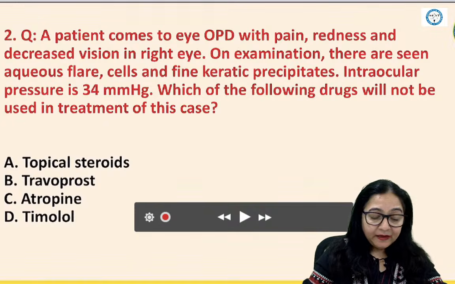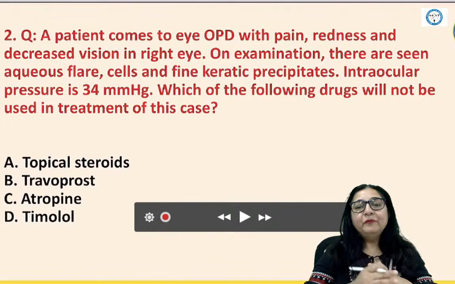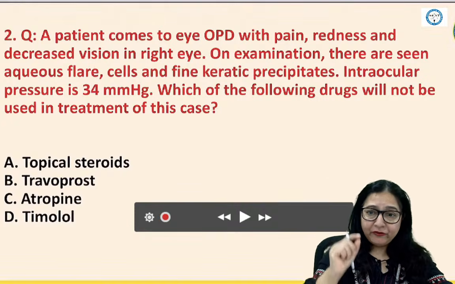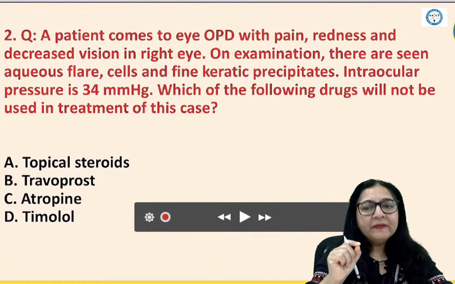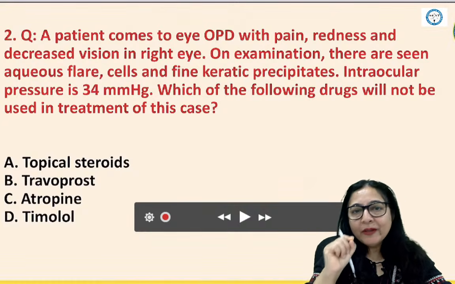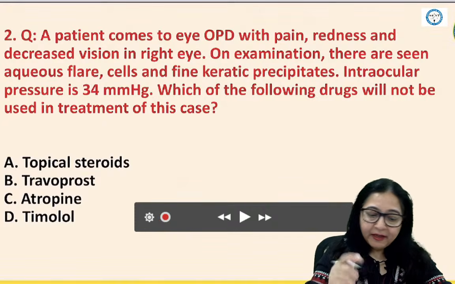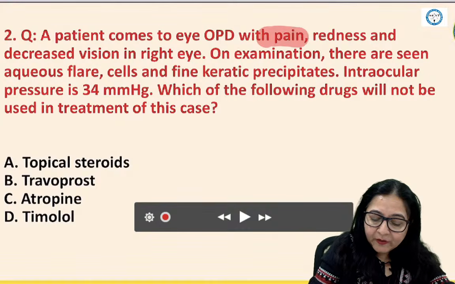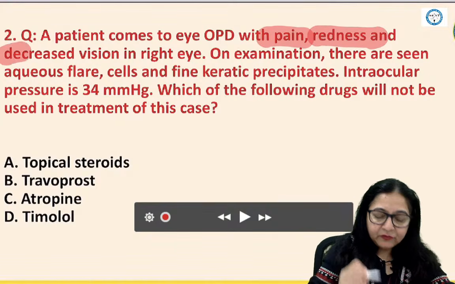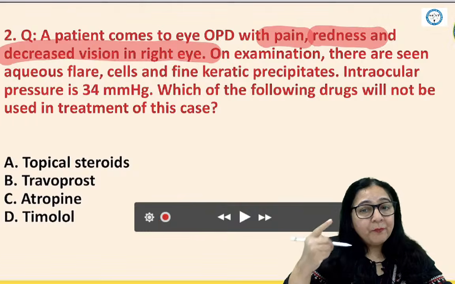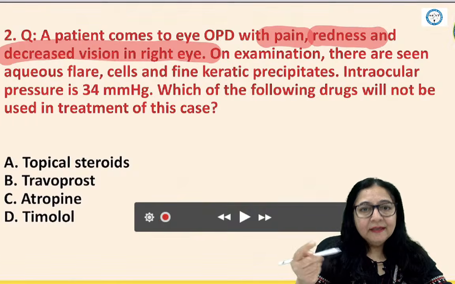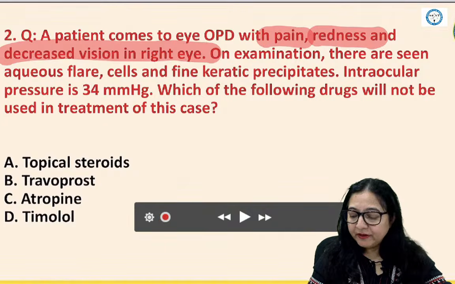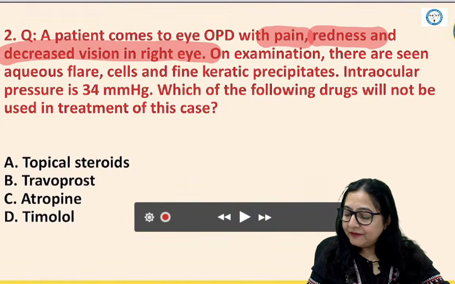Here the second question is: a patient comes to OPD with pain, redness, decrease in vision. Every word in the question statement is important. This patient is having pain, redness and decreased vision in the right eye. So painful red eye with decreased vision. What are the findings on examination?